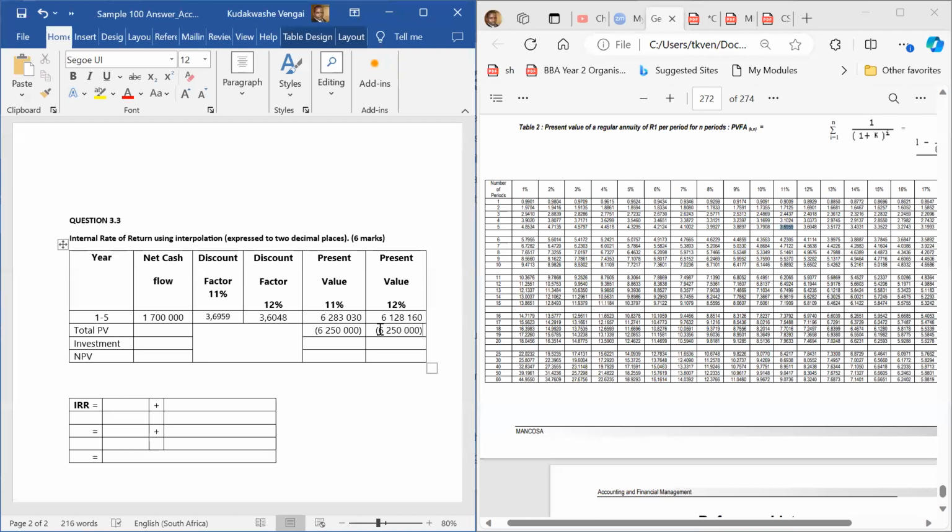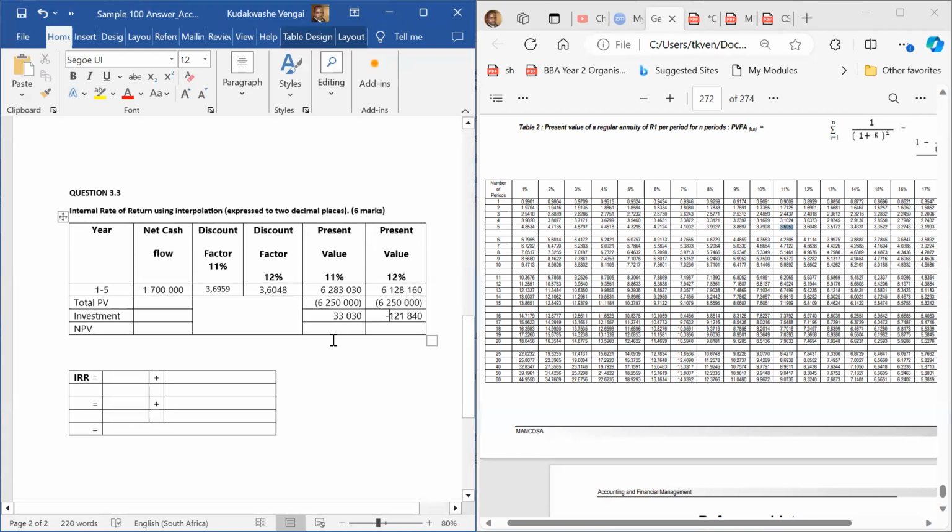So how much money did we make? So if we invested at 11%, the money that we have made here is going to be 6,283,030 minus 6,250,123. We have made here 33,000. And then if we invest here at 12%, it means it's 6,128,160 minus 6,250,123. It means here it's 121,840, but this is negative. This is negative, right?